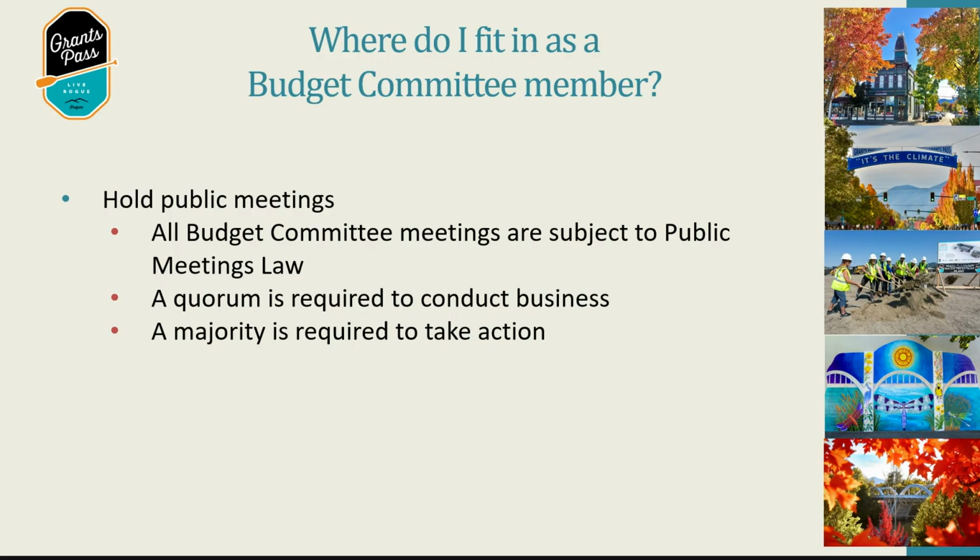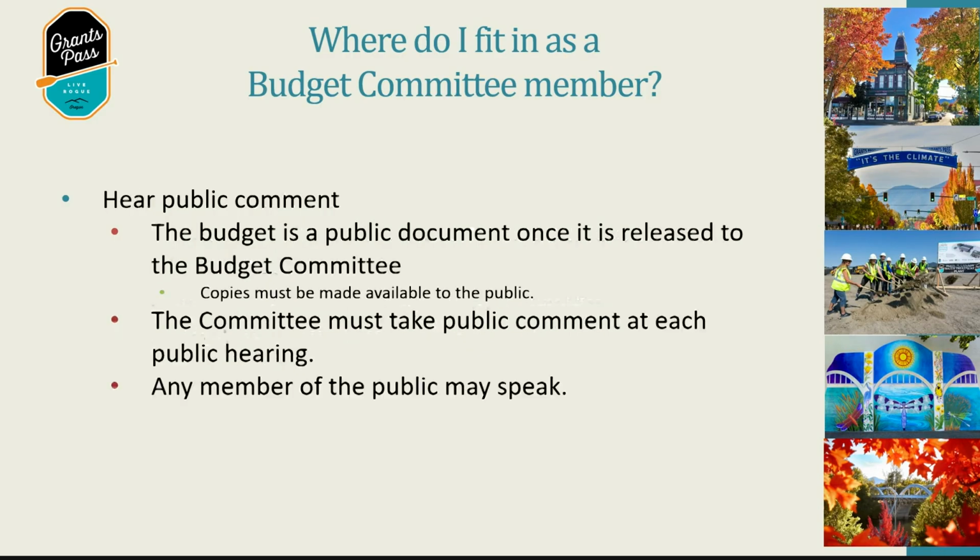So budget committee members, you hold public meetings. All budget committee meetings are subject to public meeting law, so we have to have a quorum to conduct business, and a majority is required to take action when you make a motion. At those meetings, you hear public comment. The budget is a public document. Once it is released to the budget committee, copies must be made available to the public. The committee must take public comment in each of the public hearings, and any member of the public may speak about the budget.